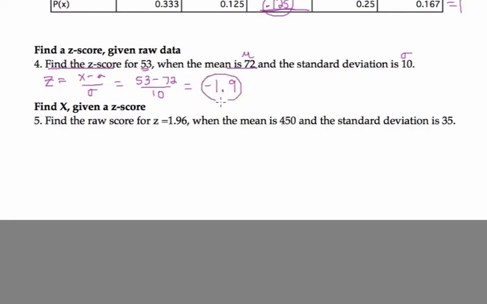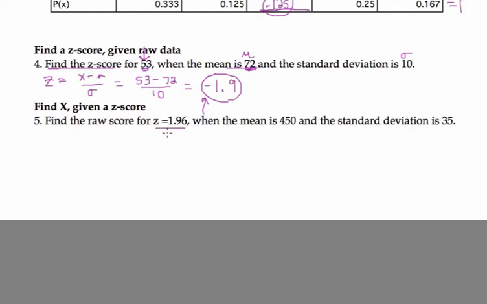Negative 1.9. That's kind of what I expected too, because I know the data value 53 is below the mean of 72. Therefore, I know I'm going to get a negative z-score. Negative z-scores go with data values that are below the mean.